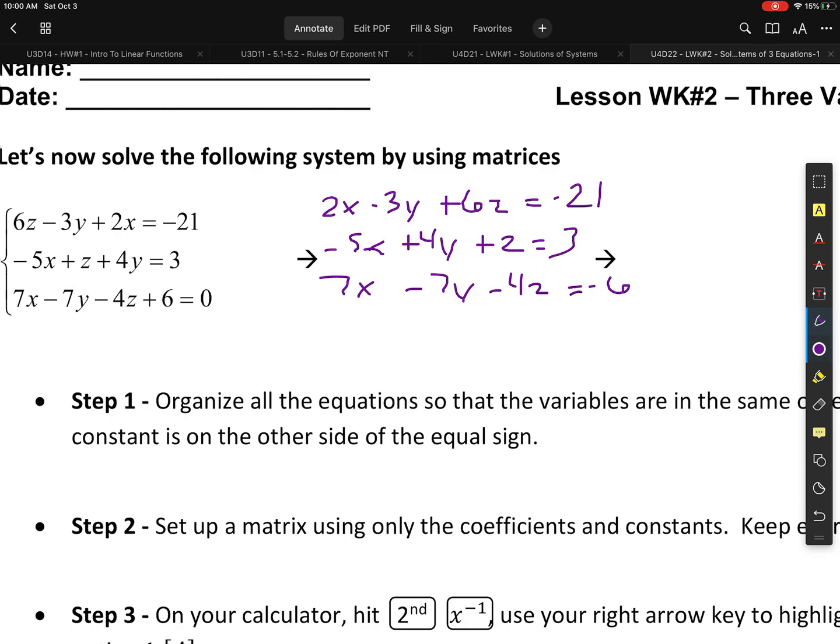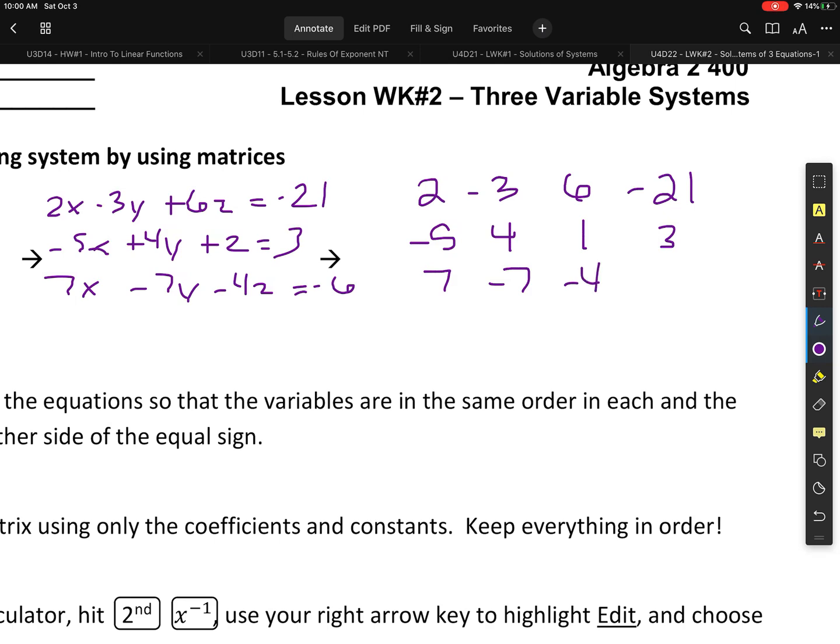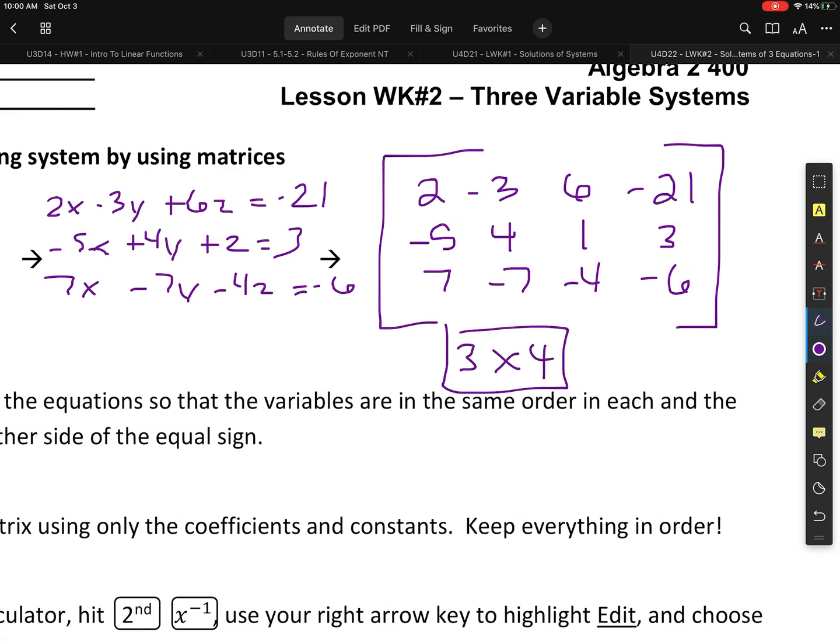All right, we got it lined up. Now to actually make a matrix, we remove all the variables and equal signs. So the top row of our matrix is 2, negative 3, 6, negative 21 over negative 5, 4, 1, 3 over 7, negative 7, negative 4, negative 6. This is our matrix. It is what's said to be a 3 by 4 matrix.